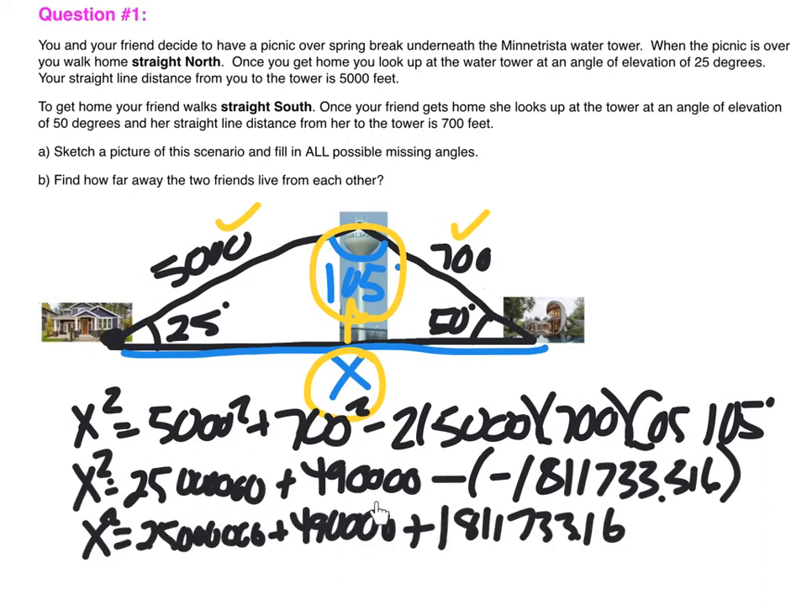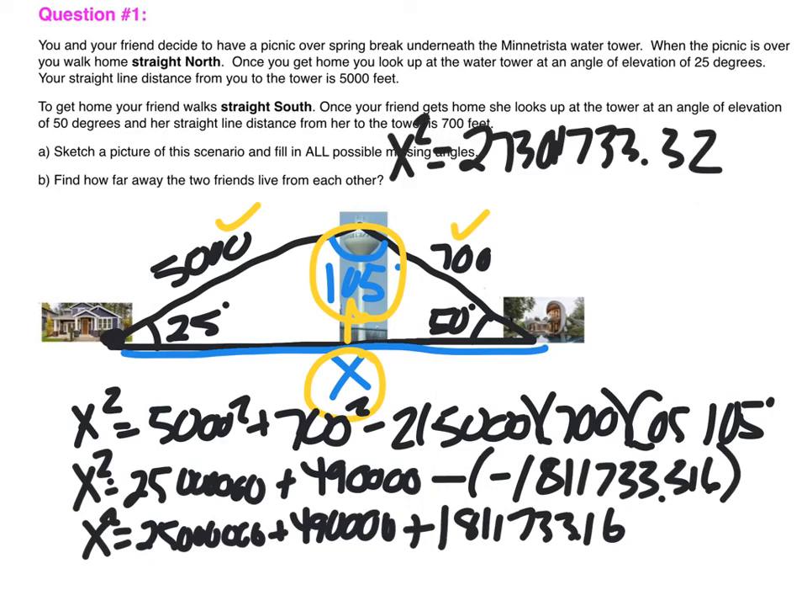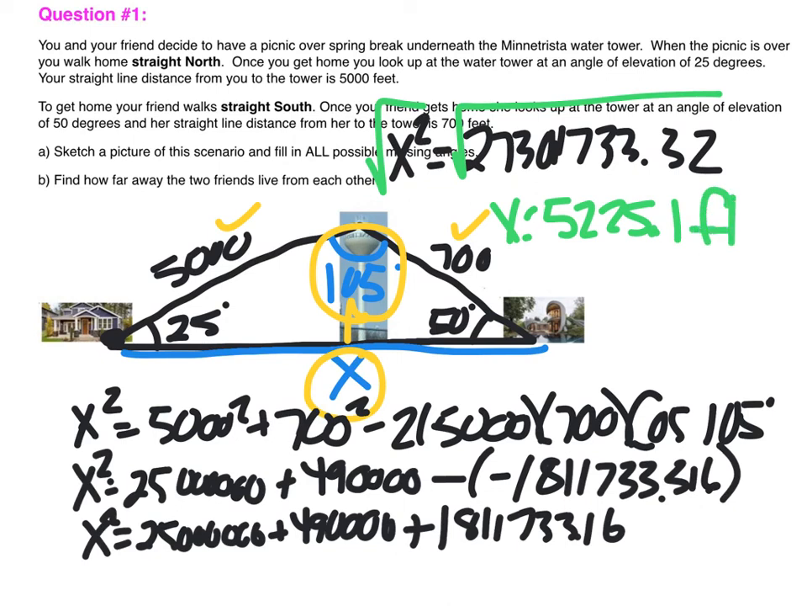So to wrap it up, what I'm going to do now is just add up these 3 terms. And then the last thing is to get x squared by itself. I'm just going to come on in here and take the square root of both sides. And when I do that, I will get our final answer, which is 5,225.1 feet. So roughly a little under 1 mile is the distance.